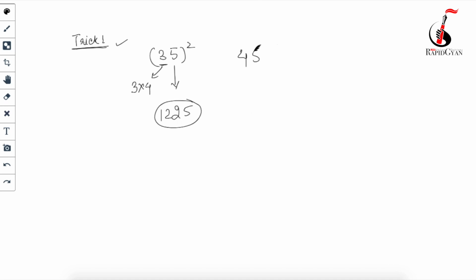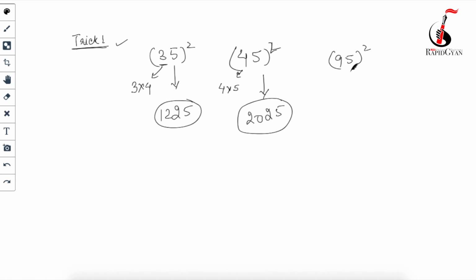Next one is 45 square, suppose. Again 5 square is 25, and then this is 4 and one number greater than 4 is 5. So 4 times 5 will give you 20. So 45 square is 2025. Let's take some bigger number, like suppose you will have to find 95 square. 5 square is 25, 9, find one number greater than 9. So 9 multiplied by 10, which is 90. So 95 square will be equal to 9025.